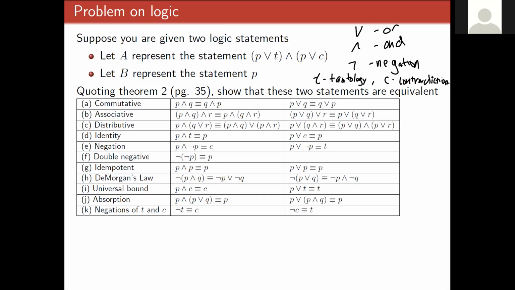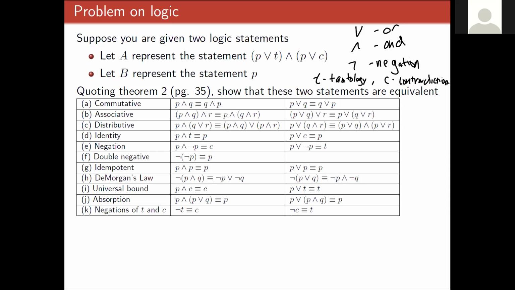So here we suppose that we're given these two logic statements. We have A representing the statement that P or T and P or C. And then we have the statement B representing just statement P. And we're supposed to use theorem 2 in the book to show that these two statements are equivalent.